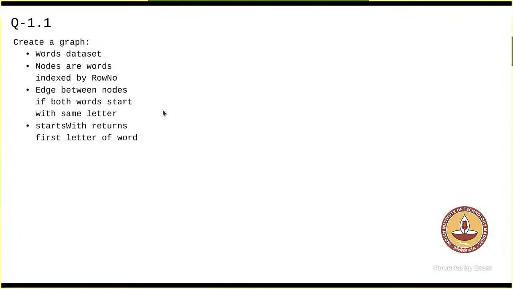Okay, so this is a question. You have to create a graph. You have the words data set, and the nodes are going to be the words, and you'll have an edge between a pair of nodes if both of them start with the same letter. Assume that you are given a procedure, you don't need to write it. Starts with is a procedure that will return the first letter of the word. So this is given to you. With this information, you have to create a graph. How will you go about it?